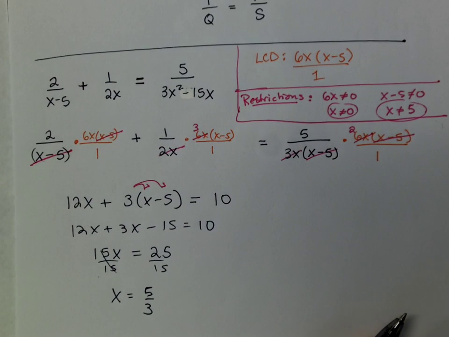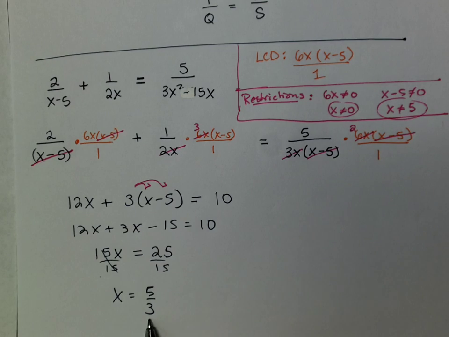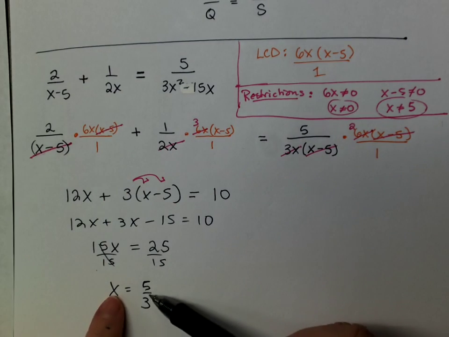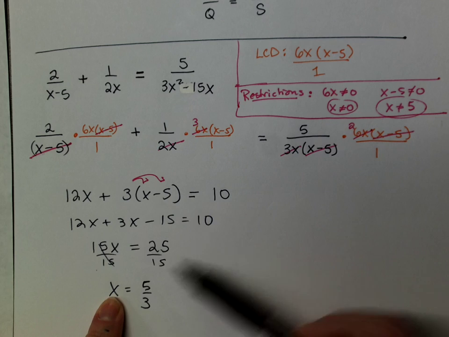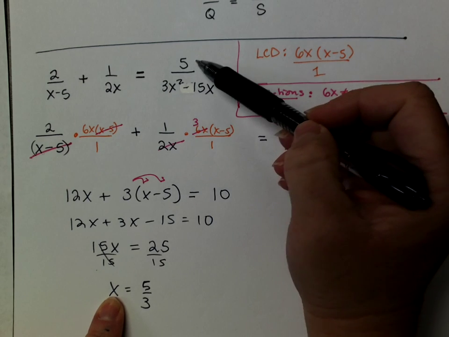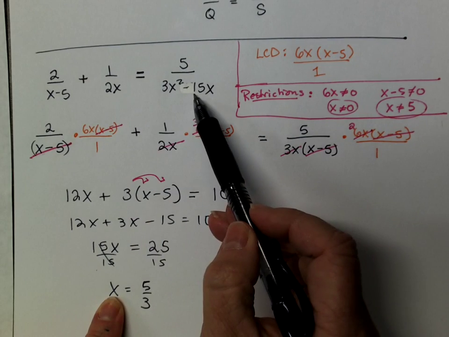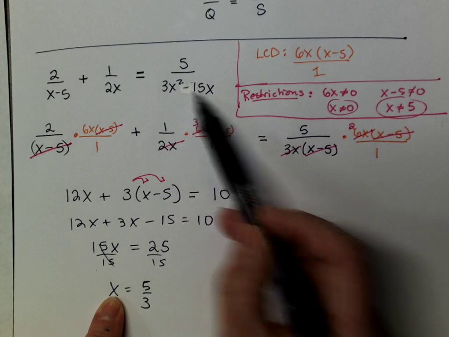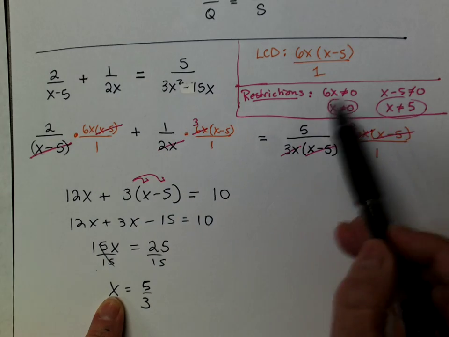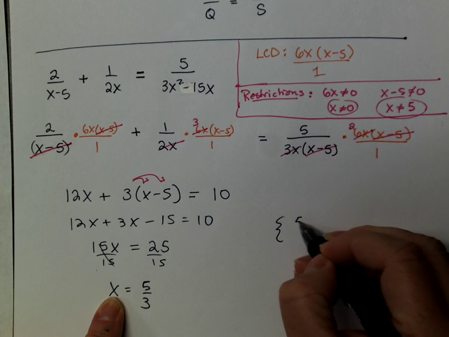Now, before I put that in set notation and walk away, is this a good solution? Yes, because it doesn't violate one of the restrictions. This is absolutely a good solution to this linear polynomial equation. That doesn't mean it's a good solution to my original rational, but it doesn't violate a restriction. If I did plug it into my original one, it would not make anything undefined. I don't have to plug it in to find that out. By finding the restrictions, I know that. And so it's good. Put it in set notation.